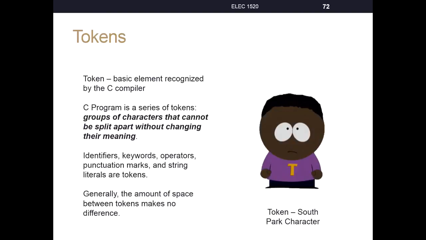But usually this amount of space, blank space, is white space. Anything we call white space is a blank space, hitting the space bar on your keyboard, a tab, a horizontal tab, a vertical tab, hitting the enter key for a new line. Those are all examples of white space. Usually you can have all the white space you want between tokens.